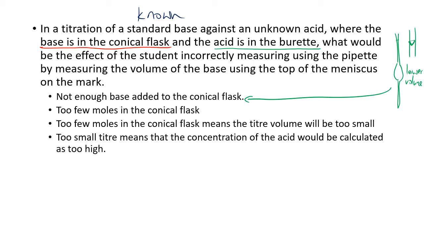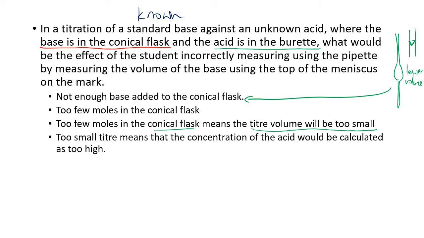That's important, right? If there's not enough base in the conical flask, there's too few moles of base in the conical flask, and remember the conical flask is our known, the base, then the titre volume will be too small. Okay, so there's not enough moles of base in the conical flask, or less than what you wanted, that means the titre volume will be too small. And then the too small titre means that the concentration of the acid would be calculated as too high.